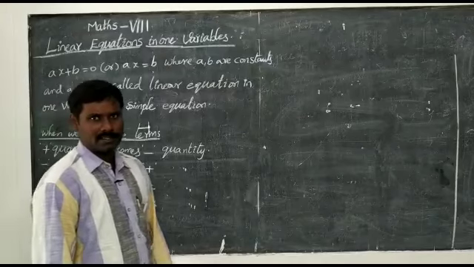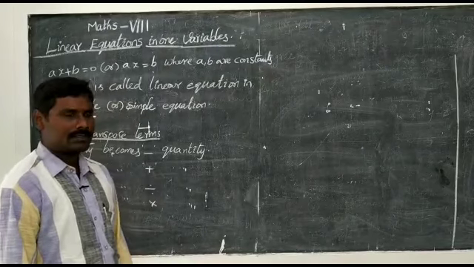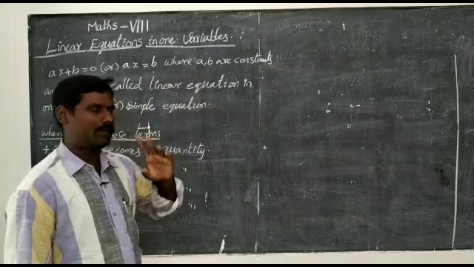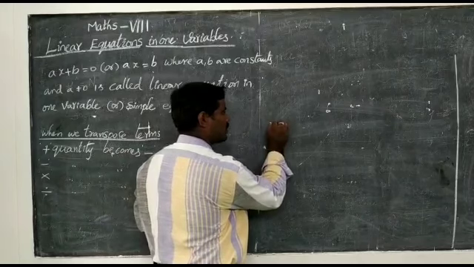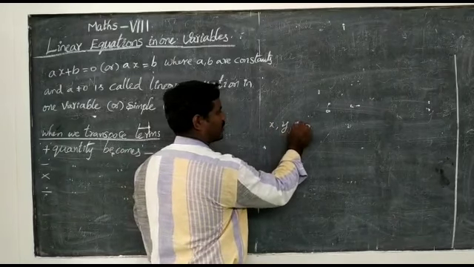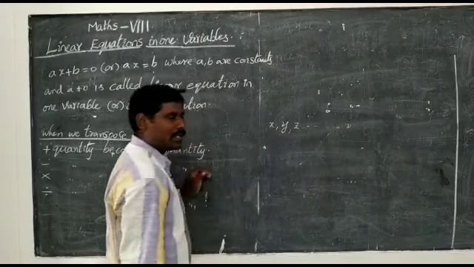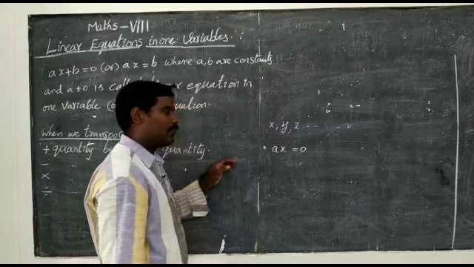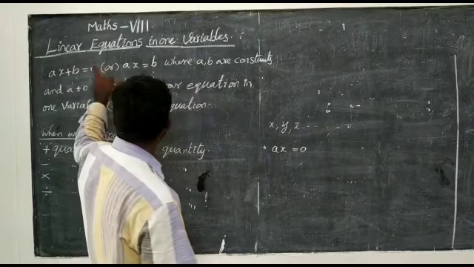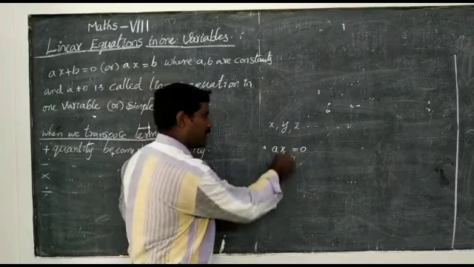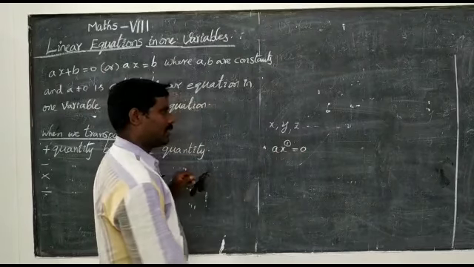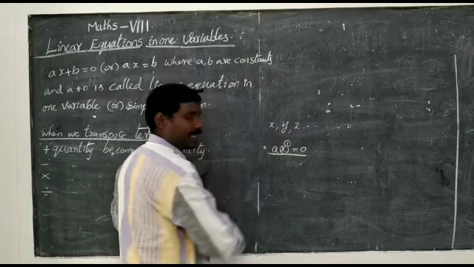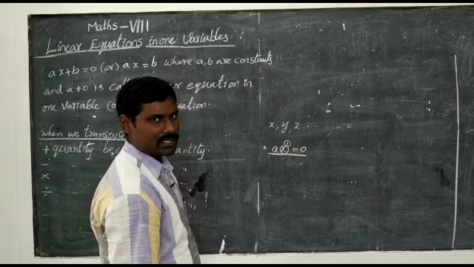What is a linear equation? If the degree is 1, then it is called a linear equation. In one variable means only one variable. We know variables are represented by the symbols x, y, z and so on. I am writing ax = 0, a linear equation of one variable, because the degree of x is 1, and here there is only one variable, that is x. Now we call it a linear equation in one variable.